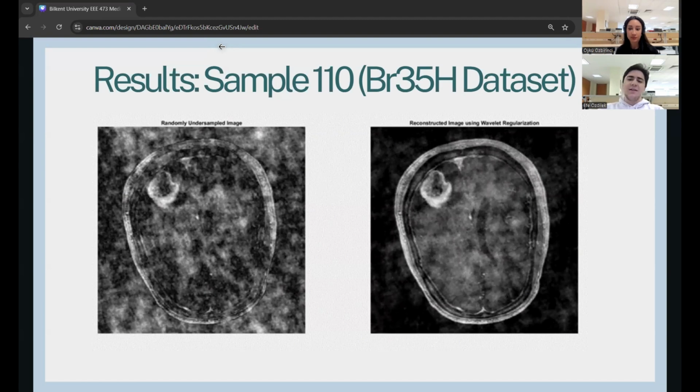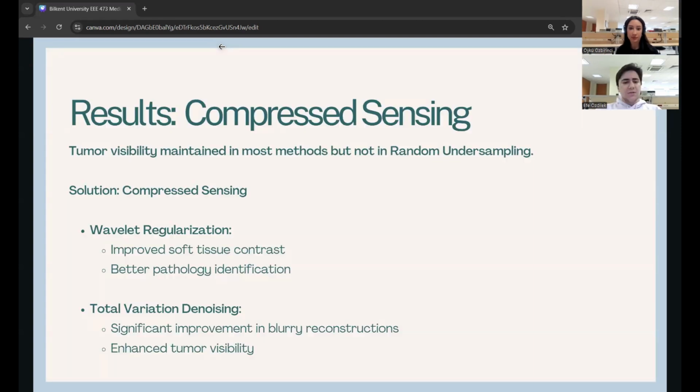And again, now we are using wavelet sparsity regularization. Here also you can see that the soft tissue is invisible in the randomly undersampled image. But when we use wavelet sparsity regularization, we can easily distinguish the soft tissue from the background. Compressed sensing worked accurately for the randomly undersampled image. Wavelet regularization improved the soft tissue contrast, and we can identify the pathological tumors more accurately.